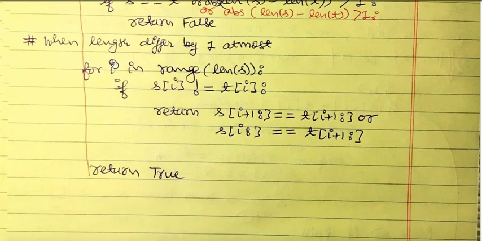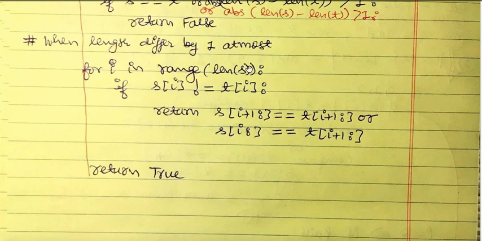Now we will iterate through the length of S. We iterate from index 0 to n minus 1, if n is the length of string S, and now we compare S[i] to T[i]. So we compare all elements of S to all elements of T, and T can be one element larger than S or of the same size.